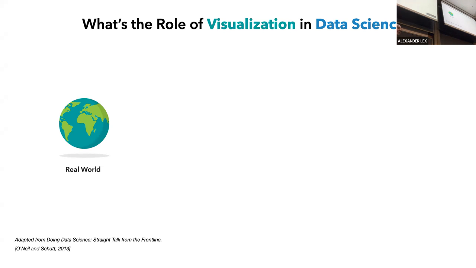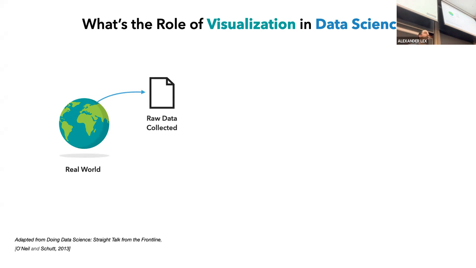And I think that interestingly enough, some of you are here in a degree that's called the data science undergraduate curriculum. But many of you, like this class is also called visualization for data science. And so maybe we should talk a little bit about what data science is and what the role of visualization in data science is. And this is a graphic that I'll be building up here that's adapted from Doing Data Science, a book by Cathy O'Neil and Rachel Schutt. And so data science, the real world.